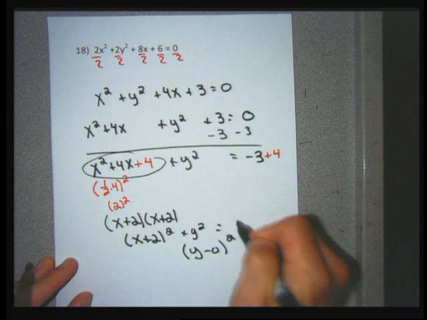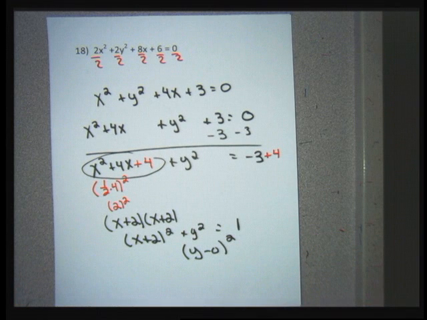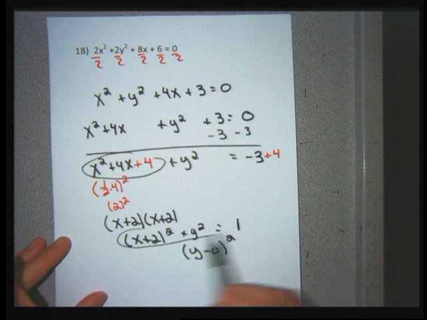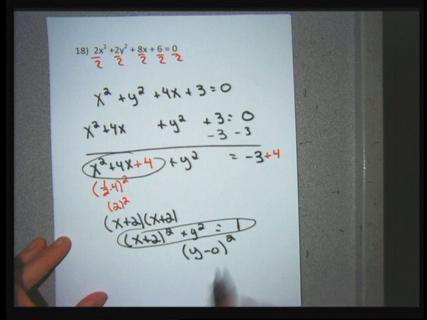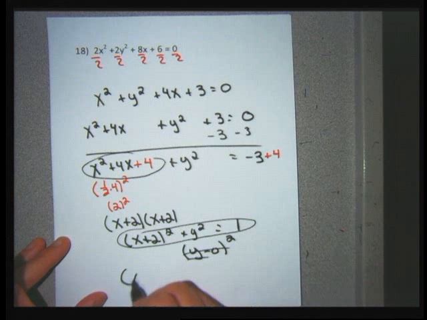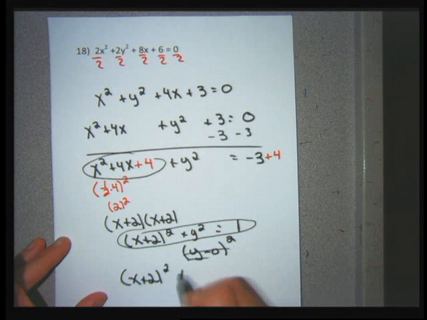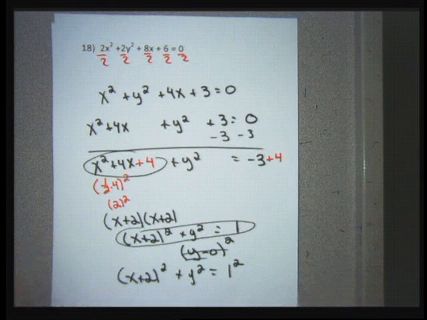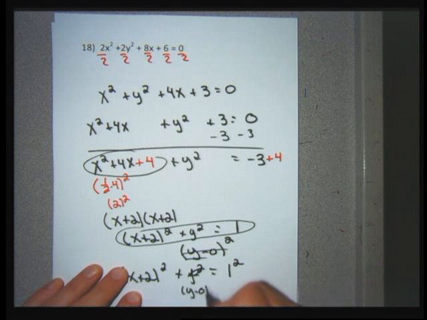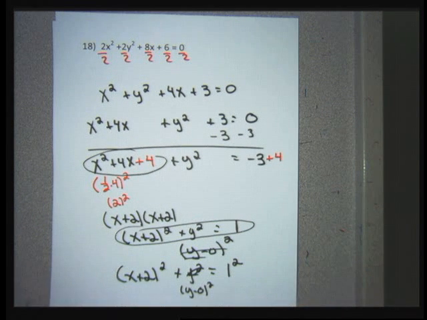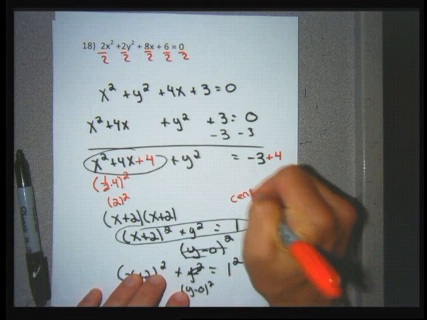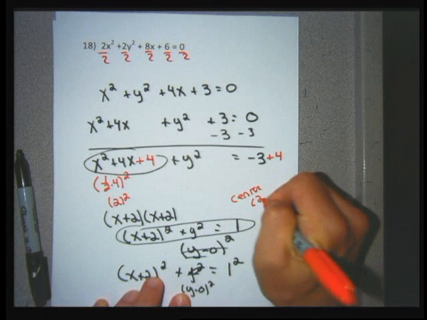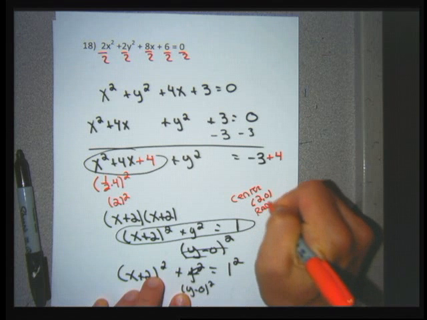And on the right-hand side, I get 1, because negative 3 plus 4 is 1. This would be considered perfectly written in standard form. If you needed to, you can rewrite it as x plus 2 quantity squared plus y squared, and I need the right side to have an exponent, and 1 squared is 1. And I should probably write that as y minus 0 squared. So for this particular circle, the center is the point 2, 0, and the radius is 1.